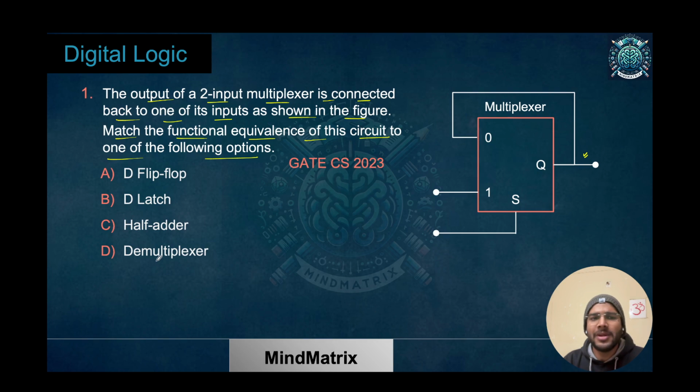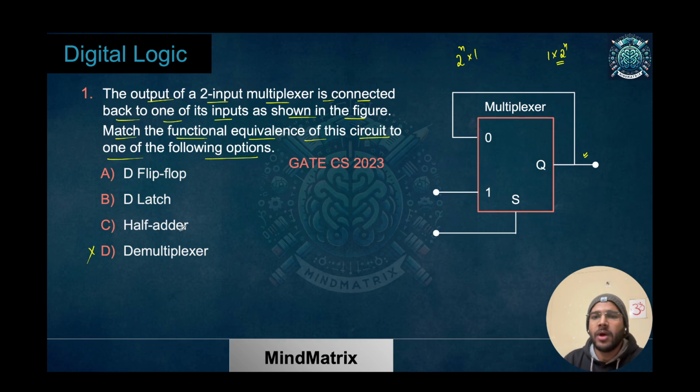Few of the options you can directly eliminate here. As you can see here, it is a multiplexer, and in case of demultiplexer, it is the reverse of multiplexer. Basically, if we have a multiplexer of 2 raised to the power n by 1, where n is the number of select lines, the demultiplexer is going to be the reverse of that. Basically, the demultiplexer will have this form, which is not there as we can see in the figure. So definitely demultiplexer is not the correct answer here.